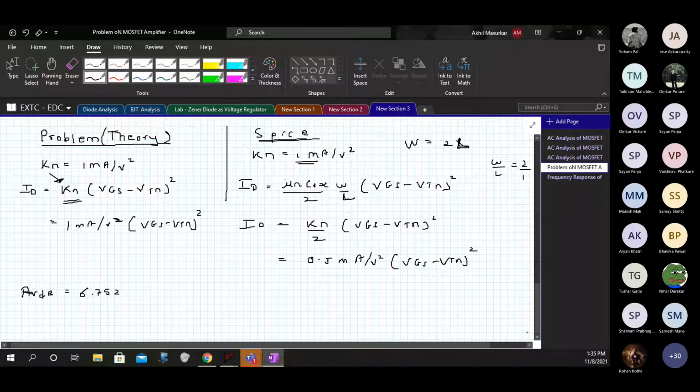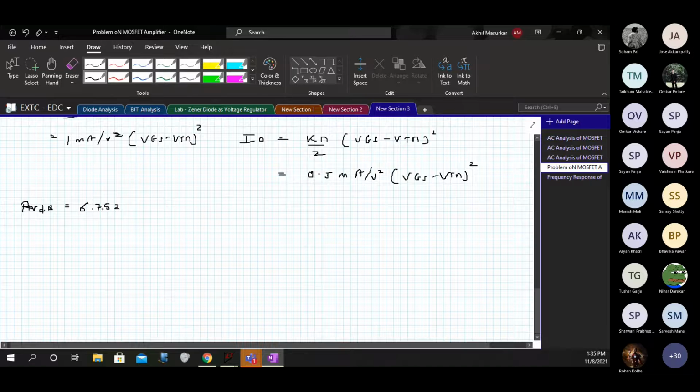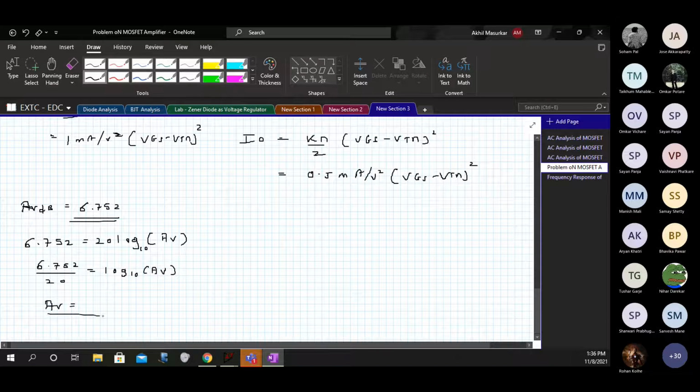So what is the meaning of this? The value of gain in dB is 6.752 means 6.752 is equal to 20 log of voltage gain to the base 10. So now if you divide this 6.752 by 20, and this is log of 10 AV, you can find out what the value of AV is. Can somebody quickly tell me what is the value of AV?